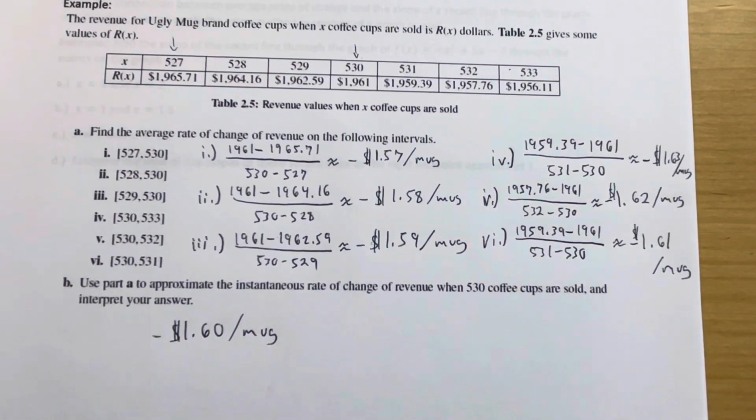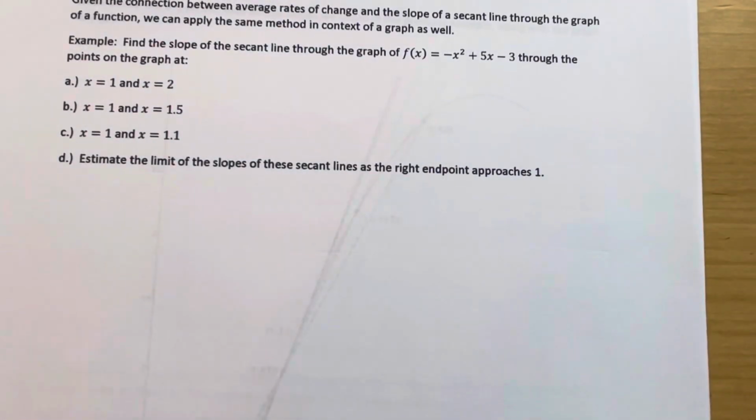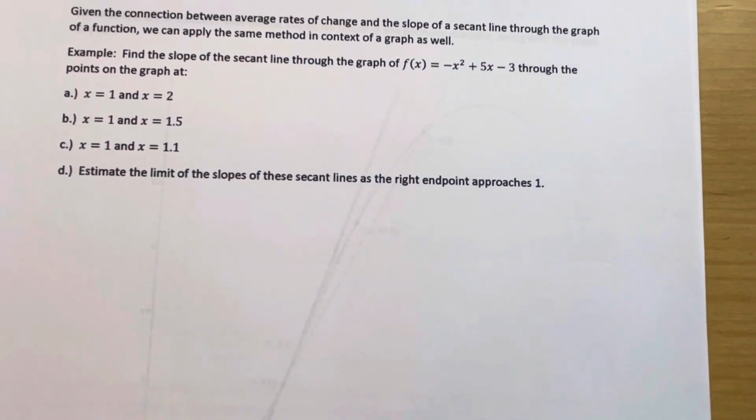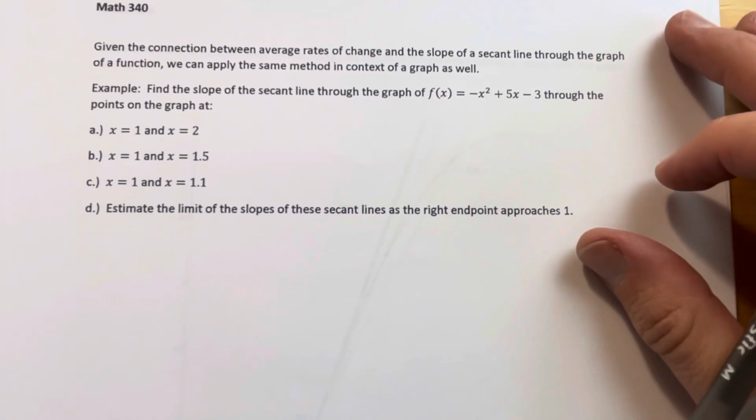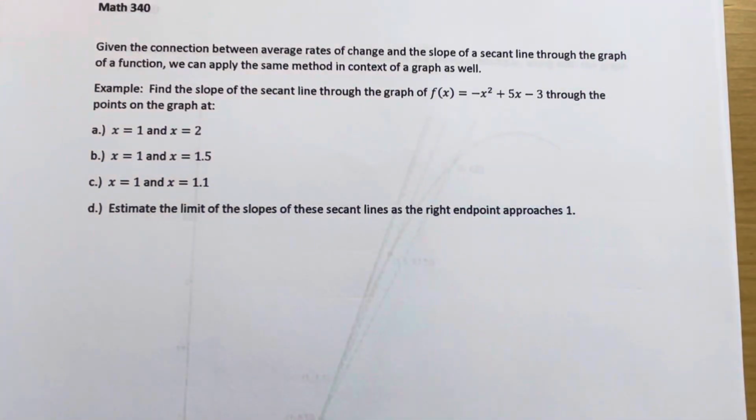Now, moving on from here. Did I skip a page? No, okay. So we can do the same thing when we're talking about those secant lines. Remember, we had a connection between the average rates of change and the slope of a secant line through a graph. So I'm going to do the same basic idea as what I did in that last example, but it's not going to be in the context of an application anymore. It's going to be in the context of slopes of secant lines.